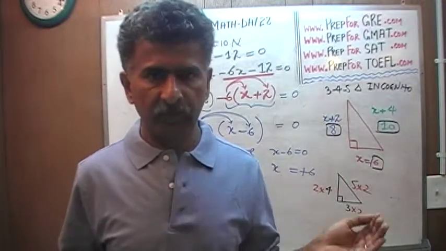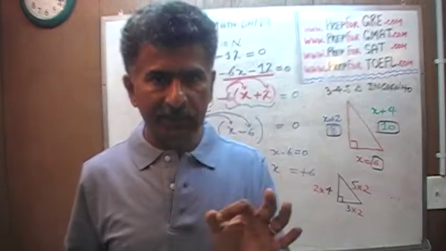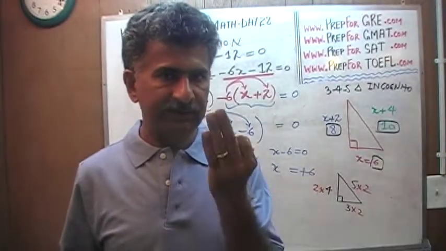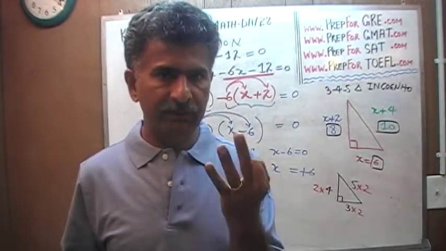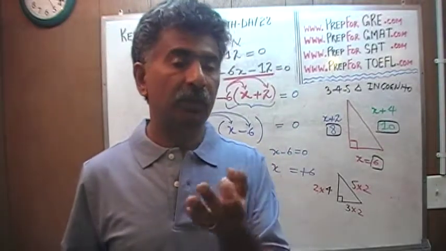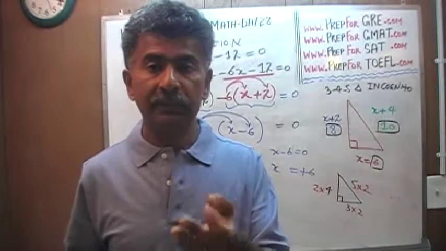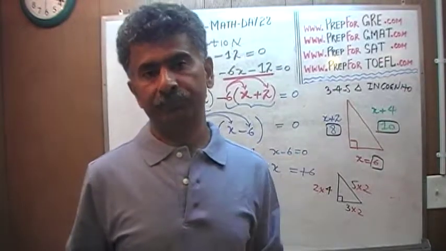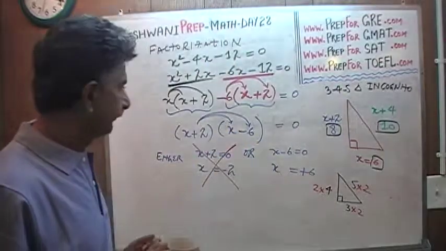There is no such thing as 12, 13, 14. There is only one right angle triangle that nature created where the three sides are three consecutive integers, and that is 3, 4, 5. And therefore, if you multiply that by 2, you will get the triangle you're looking for, the three consecutive even integers, namely 6, 8, and 10. That's all. We're done.